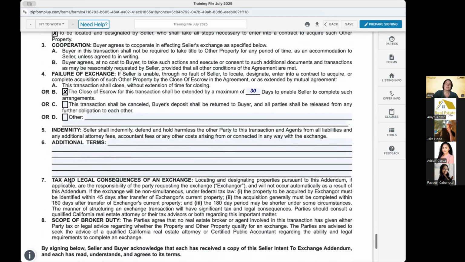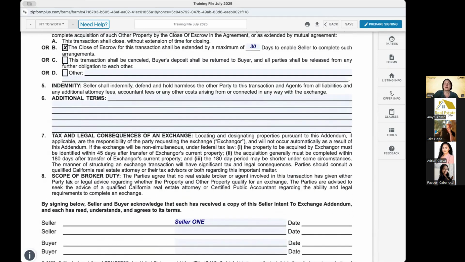Indemnity. The seller shall indemnify, defend, and hold harmless the other party to this transaction, agents, from all liabilities and any additional attorney fees, accountant fees, or other costs arising from or connected in any way with the exchange. It's not the buyer's or the agent's responsibility. 6 is additional terms. Okay, you can fill that in there. And then 7 is tax and legal consequences of an exchange. Locating, designating properties pursuant to this addendum, if applicable, are the responsibility of the party requesting the exchange.